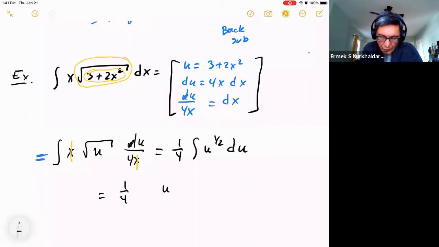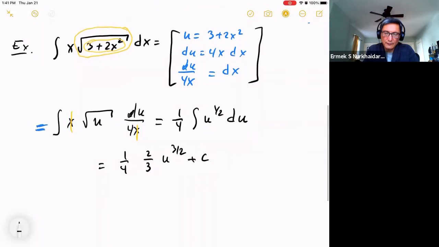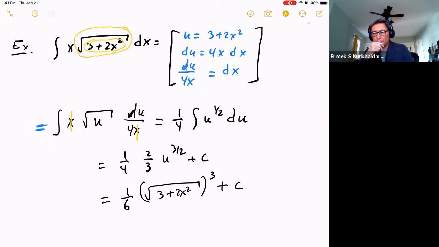1/4 u to the 3/2, multiplied by the reciprocal of the power. So the new power is 1 more: 1/2 plus 1 is 3/2, multiplied by the reciprocal of 3/2, 2/3, plus c. So we're done with the integral. All that is left is back substitution, and maybe reduce the expression a little bit. So we're going to get 1/6 times the square root of 3 plus 2x squared, cubed, plus c.